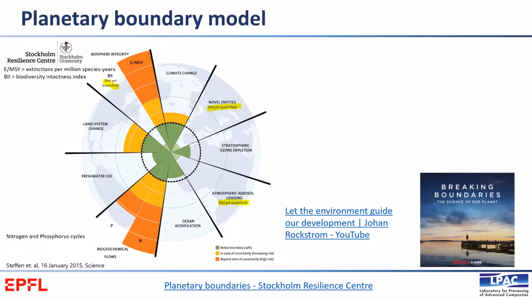Nitrogen and phosphorus flows come from agriculture and animal manure runoff. That's way out of control, okay? Really causing problems. Freshwater use, kind of okay, but getting near the limit. Land system change, a big issue.